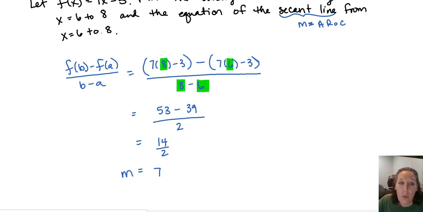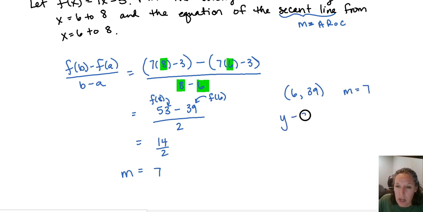And then we can use either point, the 6 or the 8. What we see is this is our y value, or our function value at 8. And the 39 is our function value at 6. I'm going to go ahead and use that smaller one just because the numbers are smaller. But you could use either point and you'll get the same answer. So we have our point here. Our x value is 6 and our y value is 39. And then our slope is 7.